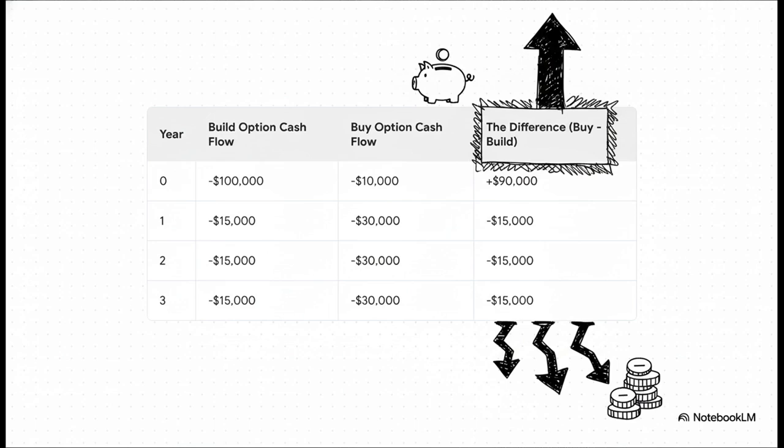It says, in year 0, if you choose buy, you have an extra $90,000 in the bank that you wouldn't have otherwise. But from year 1 onwards, it costs you an extra $15,000 every single year. See? The decision is suddenly so much clearer. Is having that 90 grand today worth paying 15 grand a year from now on?